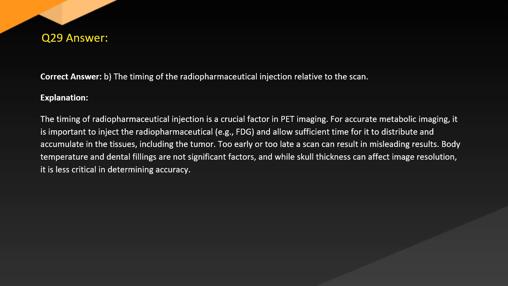Explanation. The timing of radiopharmaceutical injection is a crucial factor in PET imaging. For accurate metabolic imaging, it is important to inject the radiopharmaceutical, FDG, and allow sufficient time for it to distribute and accumulate in the tissues, including the tumor. Scanning too early or too late can result in misleading results. Body temperature and dental fillings are not significant factors, and while skull thickness can affect image resolution, it is less critical in determining accuracy.